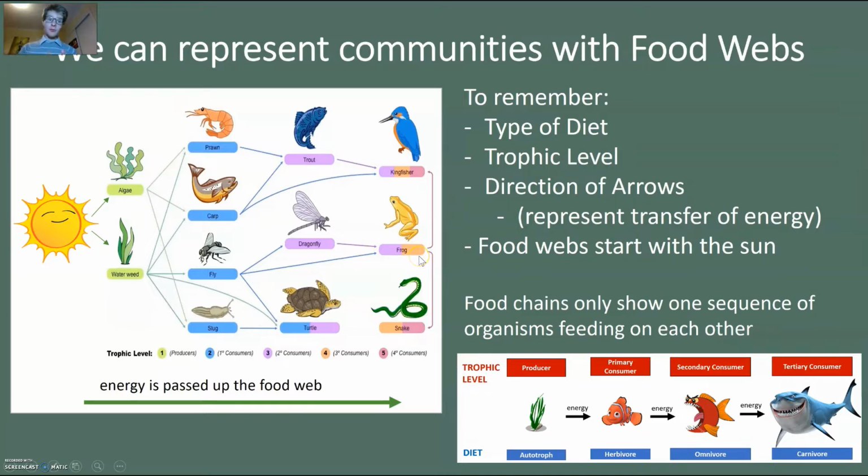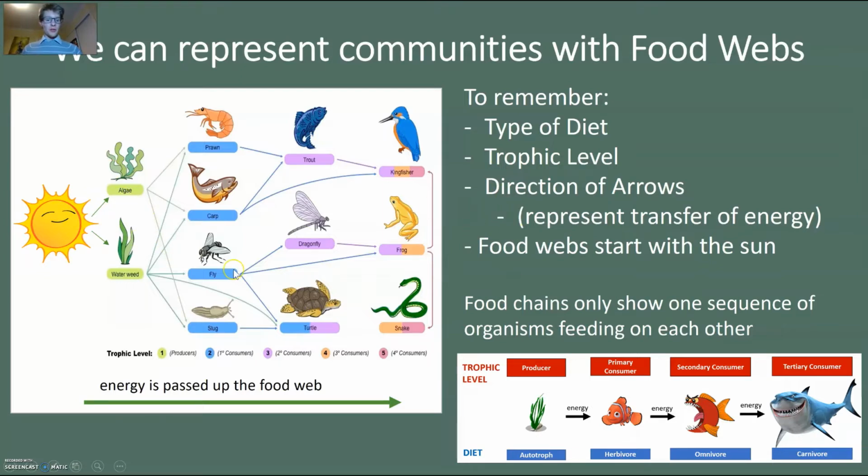So some things to remember with food webs. Firstly, there's a difference between a food web and a food chain. There's a chance you might have heard of one or both of these before. A food chain references just one sequence of organisms that feed upon each other, whereas a food web shows all of the populations in a given community that feed on each other. Some other things to note with food webs: you've got to remember the types of diets of animals, the trophic levels of animals, as well as the directions of arrows and that food webs start with the sun.